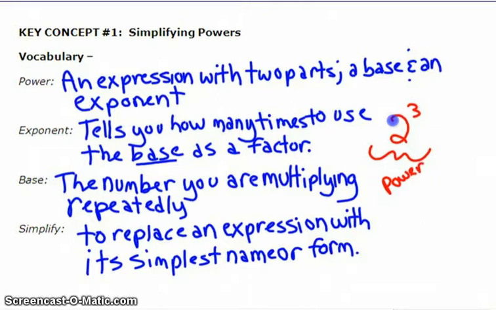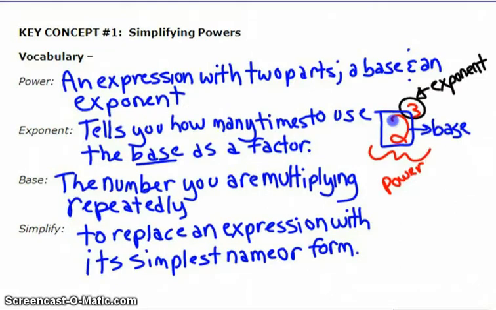The exponent tells you how many times to use the base as a factor. Now, the exponent is this part right here. It's the little number. The base is the number you are multiplying repeatedly. So in this example, 2 is the base.